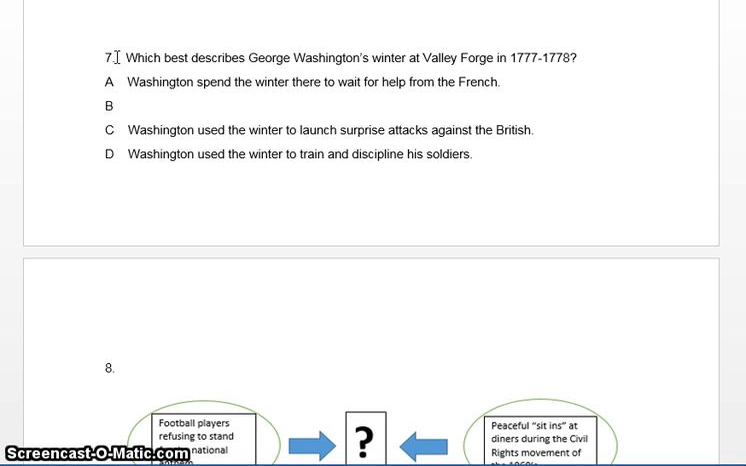Number 7. Which best describes George Washington's winter at Valley Forge in 1777 to 1778? George Washington and Valley Forge. Was it A, Washington spent the winter there to wait for help from the French? C, Washington used the winter to launch a surprise attack against the British? Or D, Washington used the winter to train and discipline his soldiers? What did Washington do during that winter?